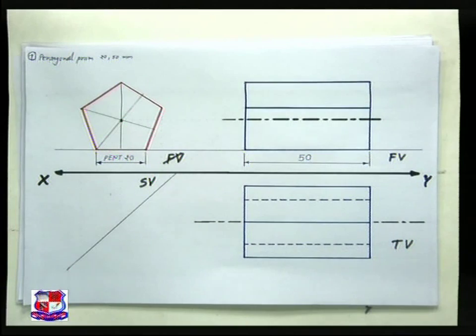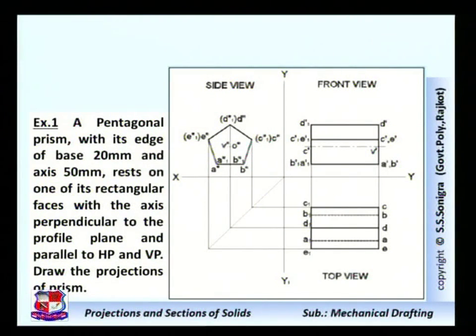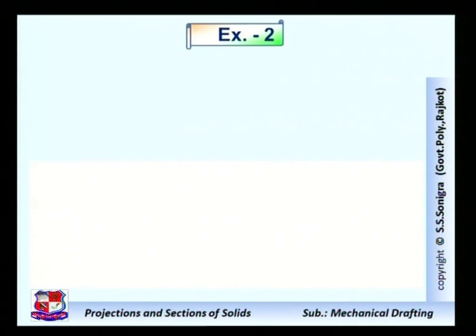Now second problem. This is the solution for problem number 1. Appropriate names are given, names of views are written, side view, front view and top view. The names of points are given, say from A, B, C, D, A dash, B dash, C dash, D dash, and A double dash, B double dash to represent its side view. Now example number 2. The data is given like this.